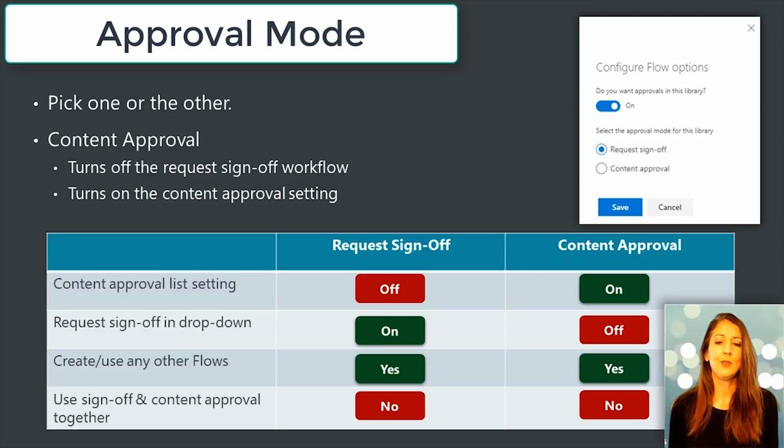When the content approval list setting is on, then your content approval is on, that old school setting that's been there forever, but then your request sign off drop down is off. And either way, you still can create or use any other flows. And either way, you still can't use sign off and content approval together. So that is what that is all about.